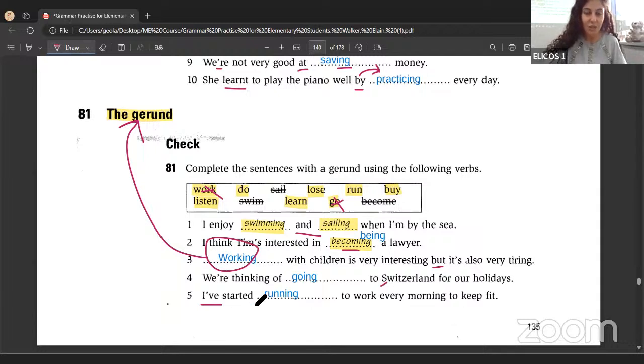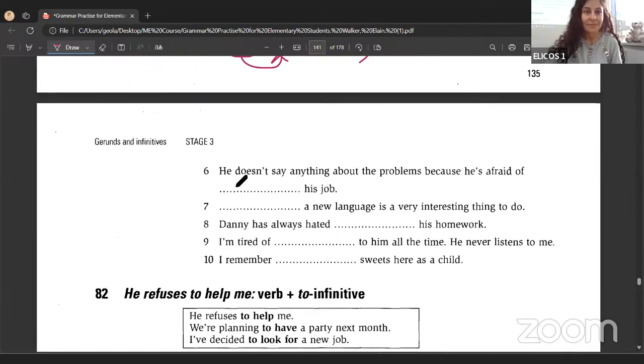Okay, so we could see 2 actions because you remember there's certain verbs that we use before the gerund. So I've started running to work. So to, remember our prepositions? We're looking also at our prepositions. To tells us where, to work every morning. And then it gives us another verb here, to keep fit. Okay, he doesn't say anything about the problems because he is afraid of losing his job.